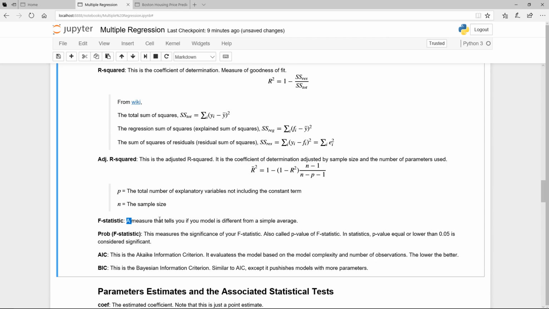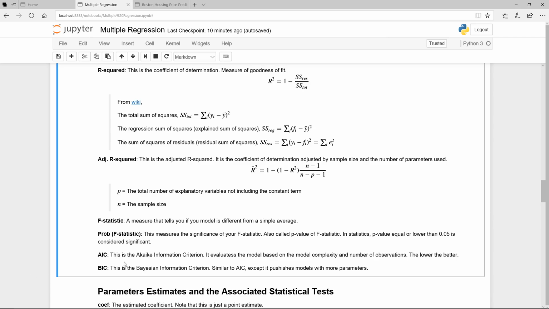The F-stat tells you whether your model is different from just a simple average or not, and typically you read the p-value of the F-stat to see if it's below 0.05 or not. In the past, 0.05 was used commonly because in the olden days computational power was not very powerful. Nowadays, people advocate a value that's substantially smaller than that, such as 0.005.